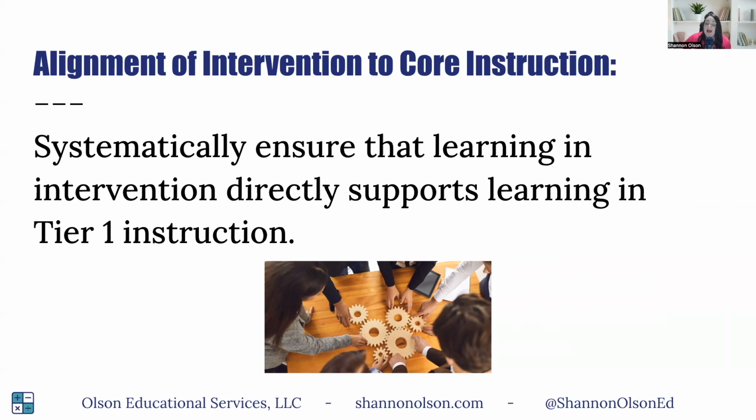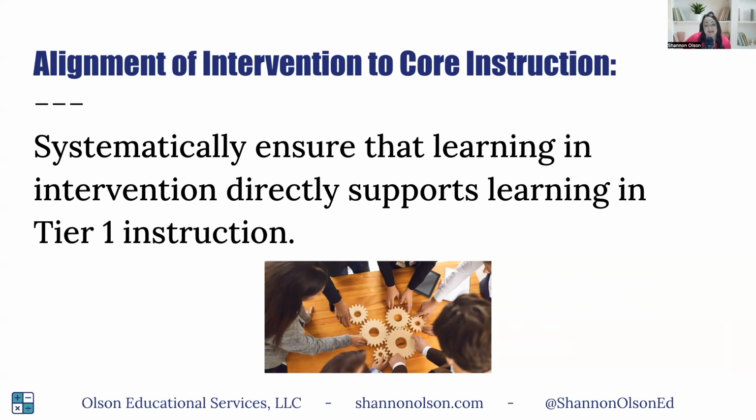in Tier 1. So often I work in schools and I see our students who need the most support. Perhaps they might be working on fractions in Tier 1 and getting something on multiplication and division in Tier 2, and then getting something related to adding and subtracting with place value in their Tier 3 instruction because that's what an assessment said that they needed.